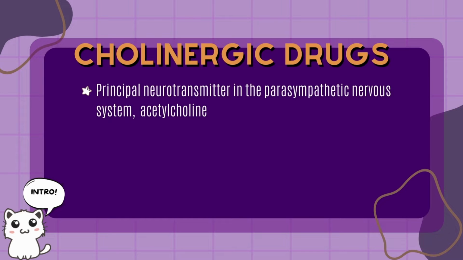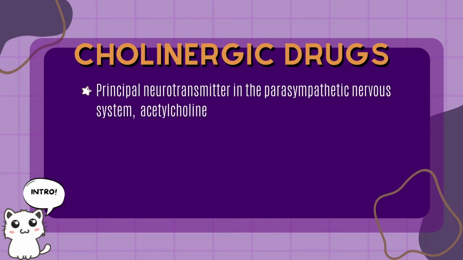The cholinergic drugs, or the drugs that are used for cholinergic transmission, are defined as a category of pharmaceutical agents that act upon the principal neurotransmitter in the parasympathetic nervous system, which is acetylcholine or ACh. The parasympathetic nervous system is responsible for the rest and digest response, which is also known as calming or cholinergic.